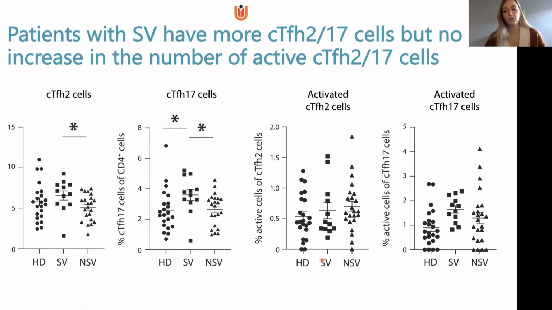Because we think that the provision of B cell help is limited to activated T follicular helper cells only, and these did not differ between the cohorts, it seems that both vitiligo cohorts show normal germinal center help that is not different from the healthy controls.